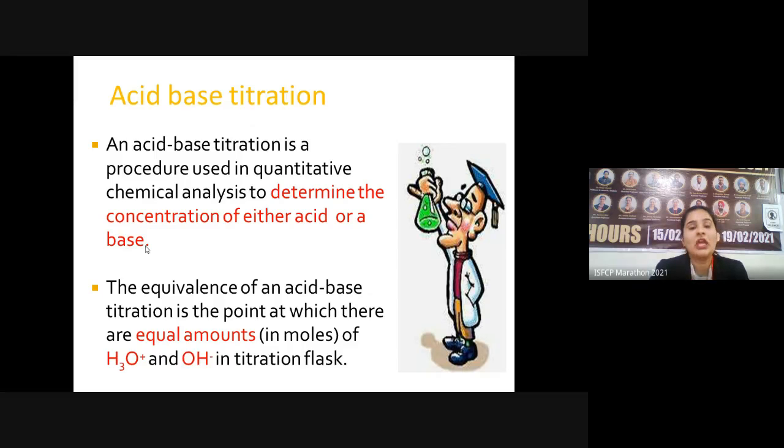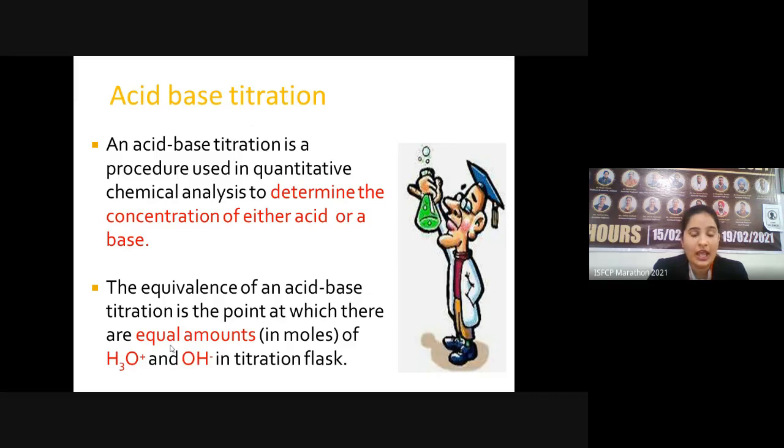The equivalence point of acid base titration is the point at which there are equal amounts of hydronium ions and OH negative ions. So what is the equivalence point? It is a specific point at which we have equal amounts of hydronium ions and OH negative ions. How are hydronium ions produced? Hydronium ions are produced when H positive proton ions react with water molecules. So the equivalence point is the specific point at which we have equal amounts of hydronium ions and hydroxyl ions.